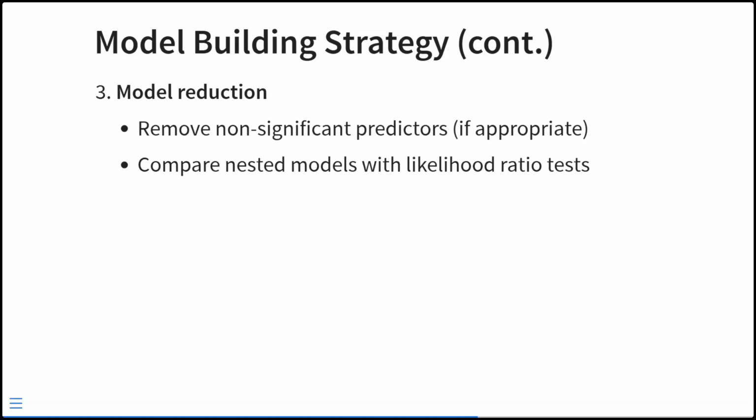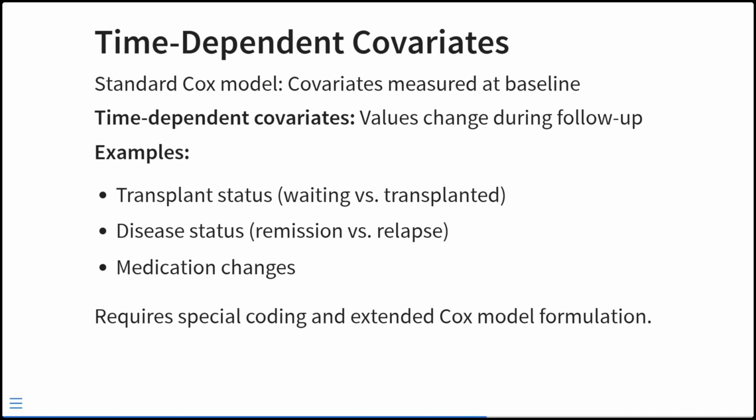Third is model reduction. You should remove non-significant predictors. After testing multiple predictors, you remove the non-significant ones, and you compare nested models with each other using likelihood ratio tests.